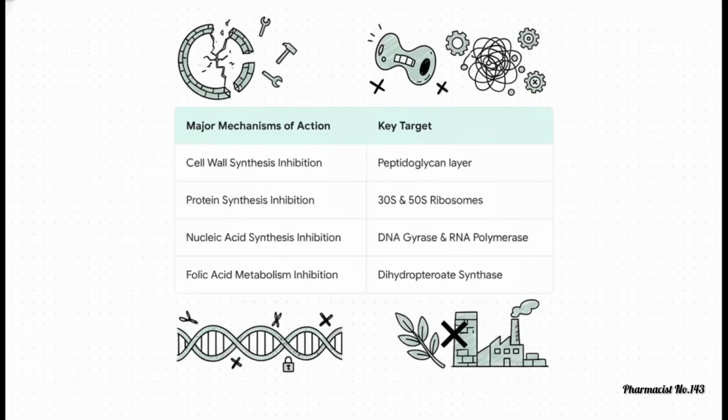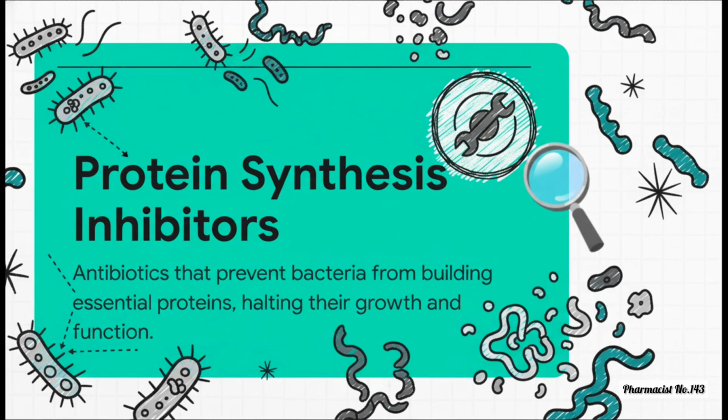So when you look at the big picture, most antibiotics work in one of these four main ways. Some stop bacteria from building that protective outer wall, the peptidoglycan layer. Others jam up their little protein factories, the ribosomes. And others prevent the bacteria from copying their DNA or making essential nutrients like folic acid. Let's just zoom in on one of these to see how it works.